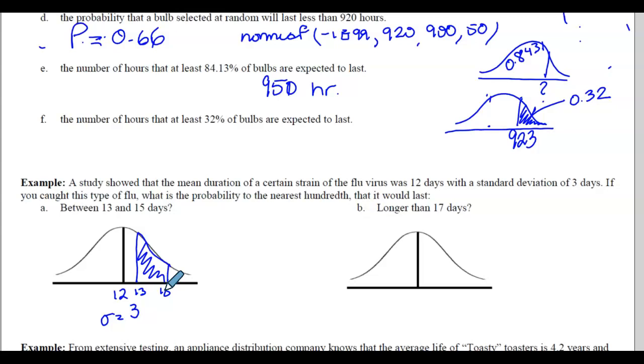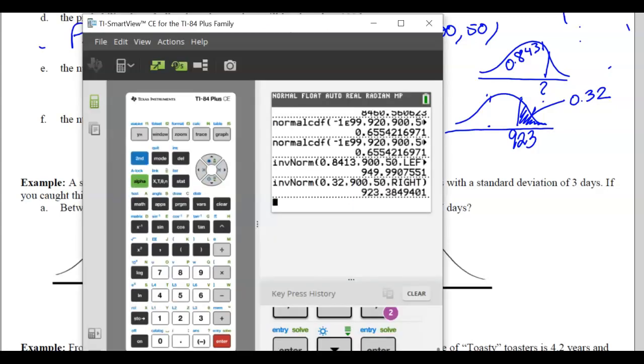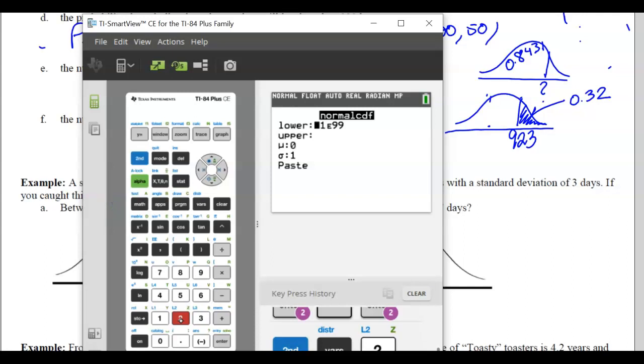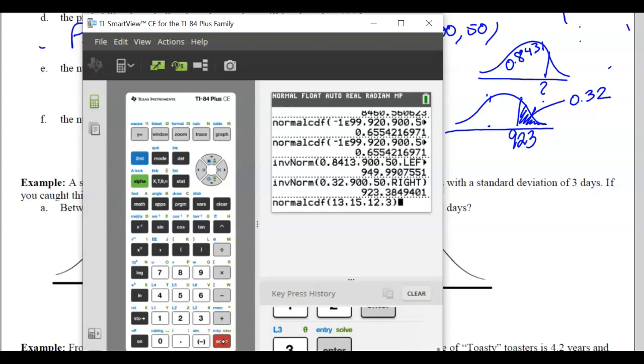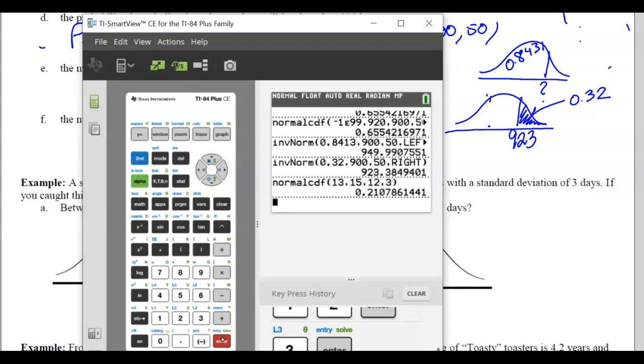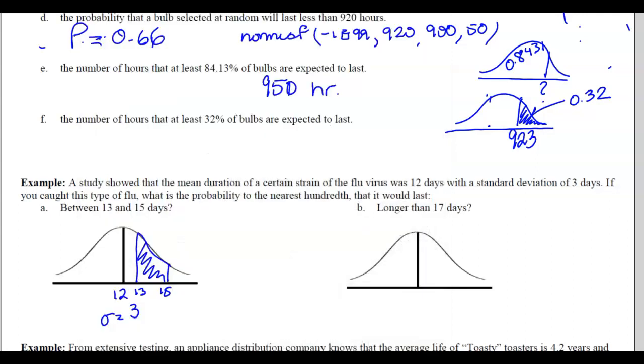So our lower boundary is 13, our upper boundary is 15. In our calculator, we're trying to find the probability. So second, normal CDF. And then between 13 and 15 days, mean of 12, standard deviation of 3. Okay, so that's what it's going to look like for everyone. And so 0.21. 21% chance, right?